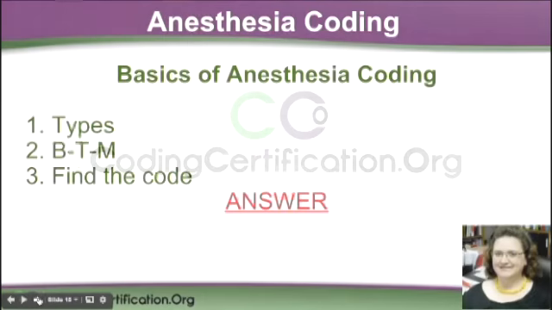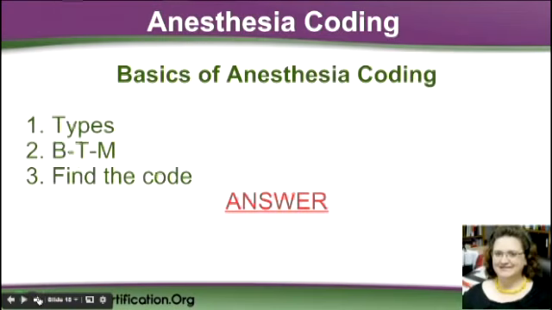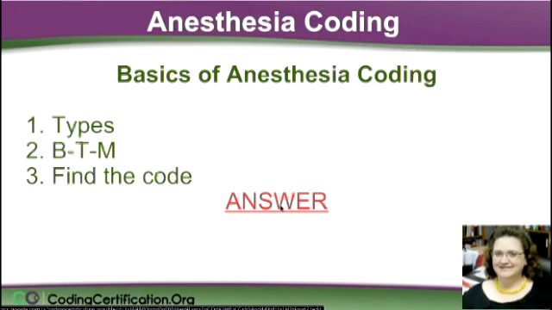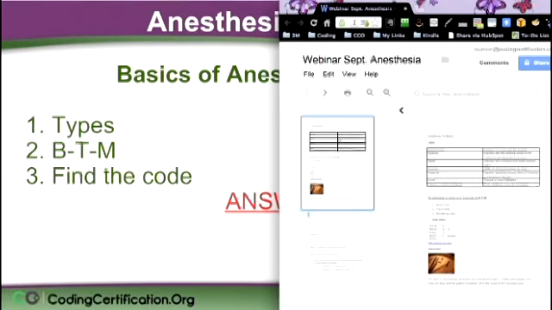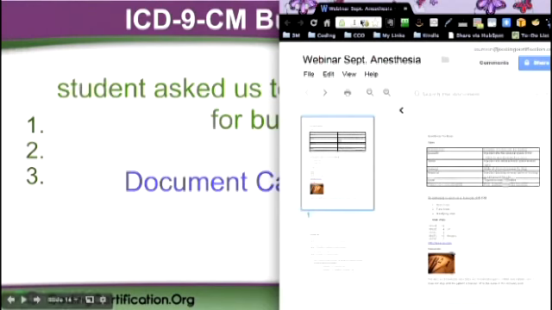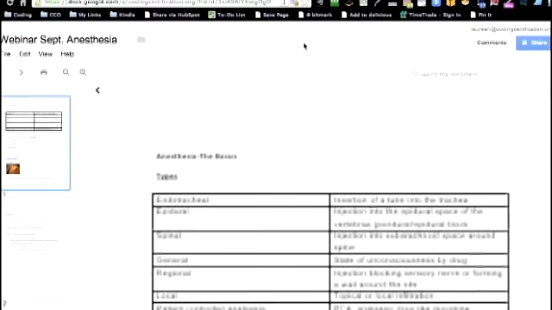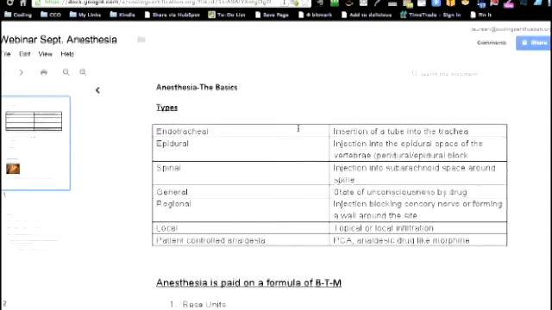The first thing you need to know, there's three things you basically need to know when you're doing, again, basic anesthesia coding. You need to know the type, the BTM, and find the code. So let's click on the answer here and let's look at the paper that I worked up. Oh, that's very tiny. Oh, there we go. All right.